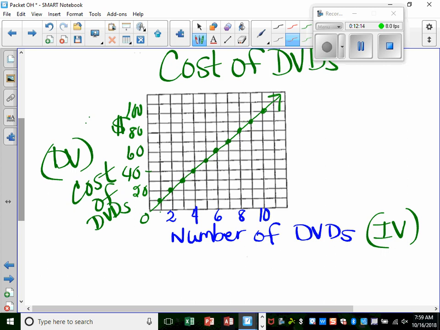Okay. And you don't need to put the numbers, but you can make sure you do put your labels here. And just draw a line that's going at a steady rate because that's what that graph would look like. Okay.